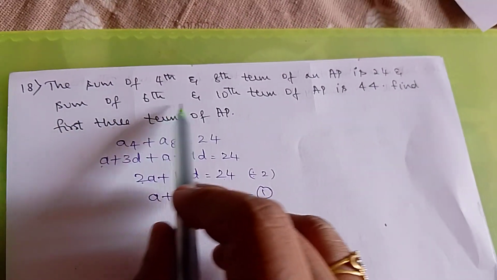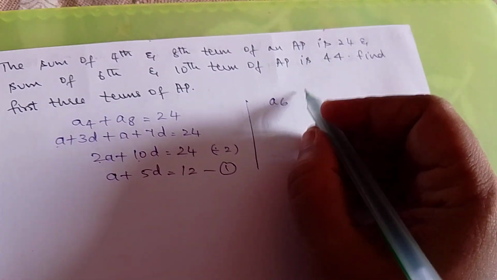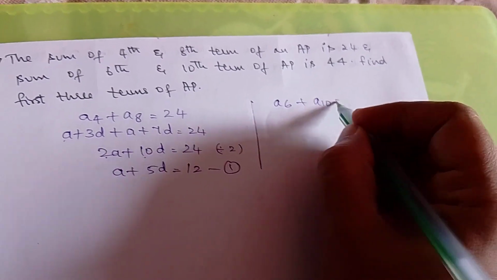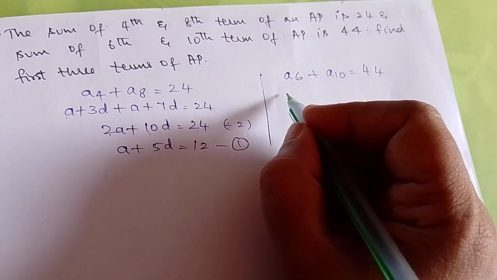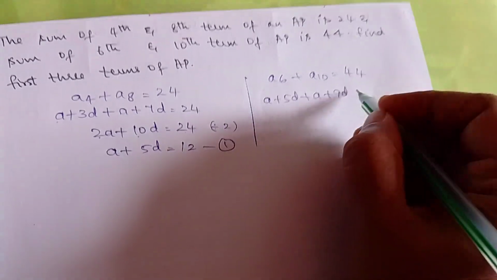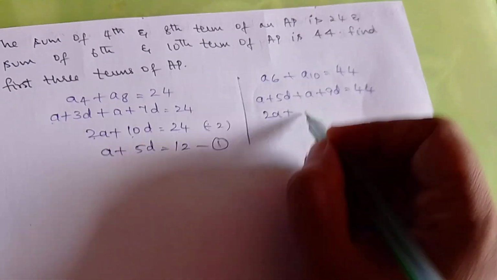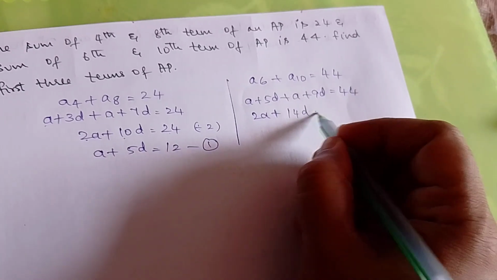Now, second statement, the sum of 6th and 10th term, I'll write it here. Sum of 6th and 10th term is 44. So A6 is A plus 5D, A10 is A plus 9D, is equal to 44. We will add the like terms: A plus A is 2A, 9D plus 5D is 14D, is equal to 44.